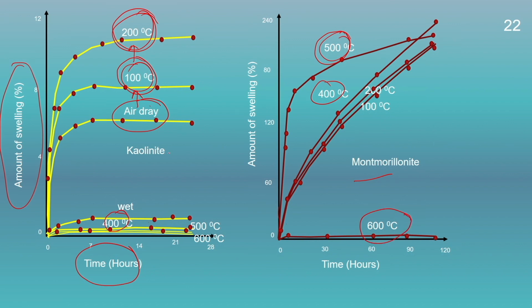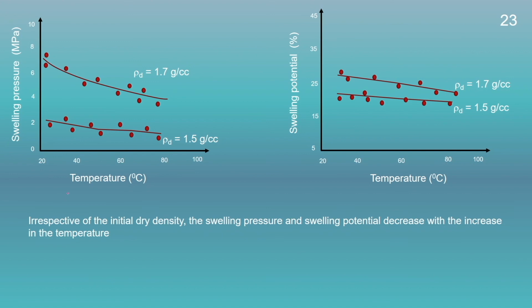Again, this phenomenon is maybe due to the process of dehydroxylation at around 400 degrees centigrade. Since most of the OH minus water gets removed, the soil swelled to a lower extent, and similarly for montmorillonite at 600 degrees centigrade, the swelling was very less. In this case, the swelling pressure and temperature for the soil has been shown for two different densities. So, as expected, with increase in the temperature, the swelling pressure has decreased.